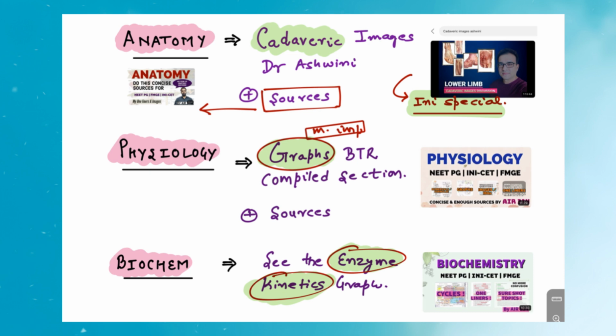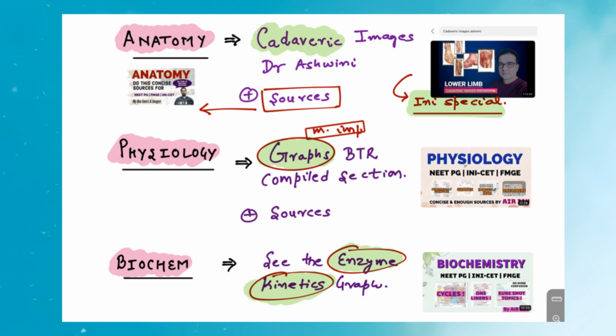Now coming to the last subject of the first year, that is biochemistry, and here I have no special source for images. I've only covered the sources that I mentioned in my subject-wise strategy for biochemistry. But for images, you can cover the enzyme kinetics graph in this section because that is asked in NEET PG and INI also. Also, some of the clinical images of pellagra or vitamin A deficiency are coming, but those are very easy and you can easily crack these images.